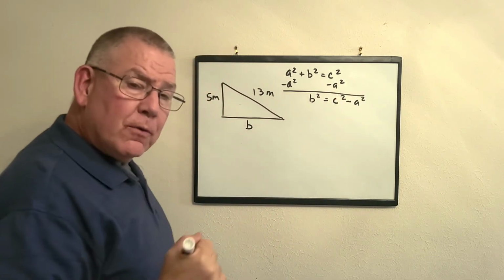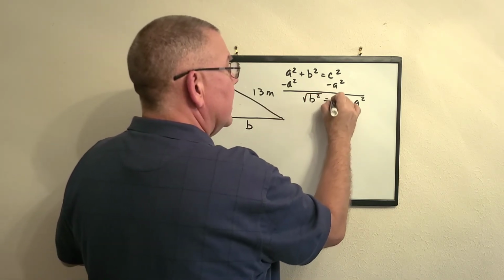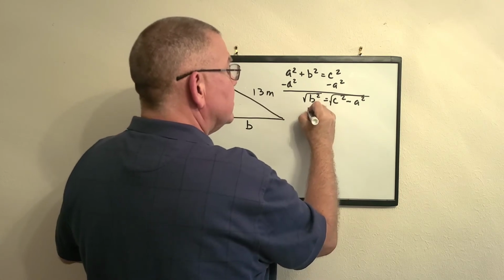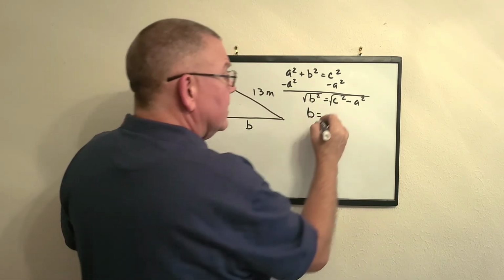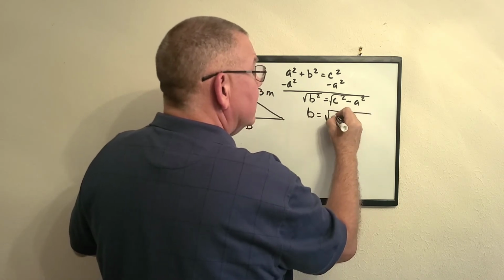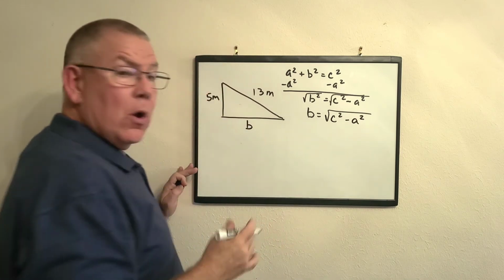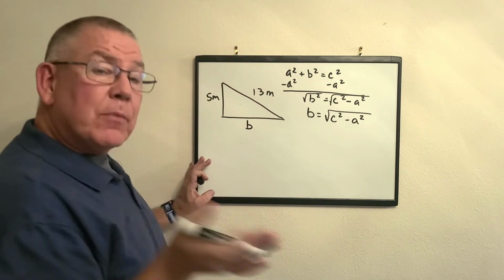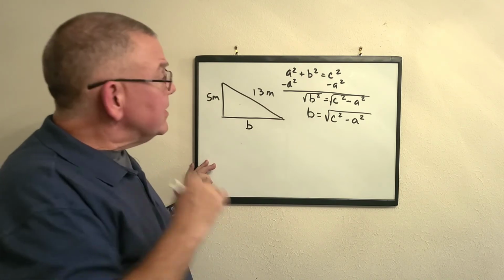Now, I want to solve for b, so I'm going to do the opposite operation of squaring by taking the square root of this side and the square root of this side. So, to find the leg, and this can either be a or b, I take the square root of c squared minus a squared. So, now that I have this, I'm going to plug in what I know. So, I'll tell you what, we're going to pause the video, let you figure it out, and let's see if you can find b.